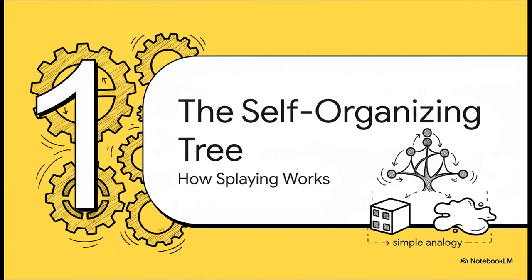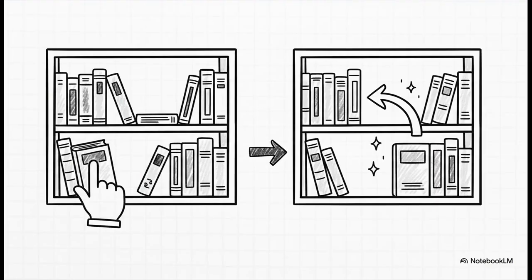Okay, so how does this whole self-organizing thing actually work? Before we get into the nitty-gritty mechanics, let's start with a simple analogy, just to build up our intuition. I want you to imagine a magic bookshelf. Every time you pull a book off the shelf to read it, it doesn't just go back where you found it. Instead, poof, it magically slides to the very front of the shelf. So the next time you need that same book, it's right there, no searching required. That is the beautiful, simple idea behind how a splay tree operates.